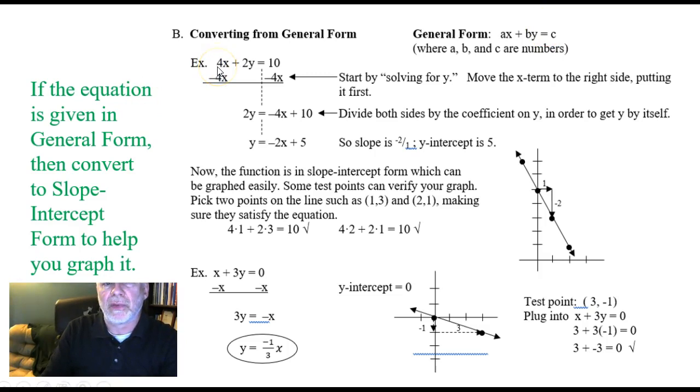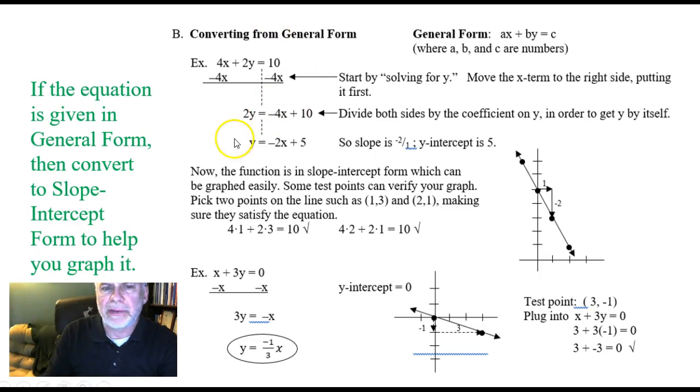So here's an example: 4x plus 2y equals 10. So here A is 4 and B is 2 and C is 10. But all you have to do to get it into slope-intercept form is solve for y. So I'm going to move everything over to the right side except for the y term. So I first subtract 4x from both sides. So I get negative 4x plus 10. Now get into a habit of putting that x term first and then any plain number at the end.